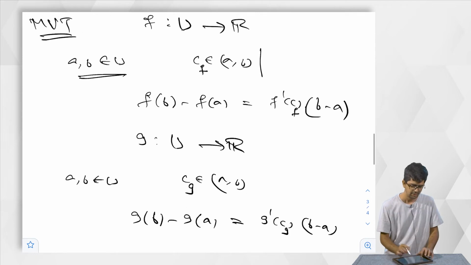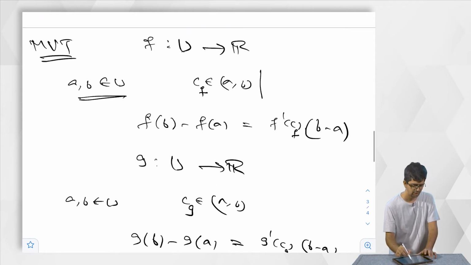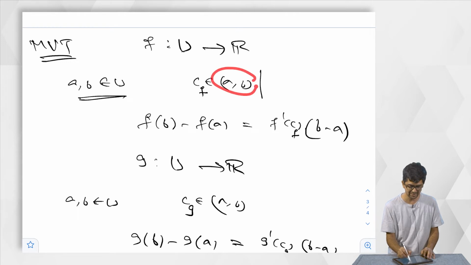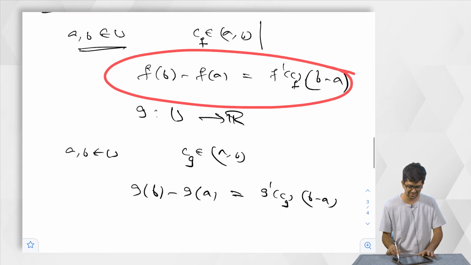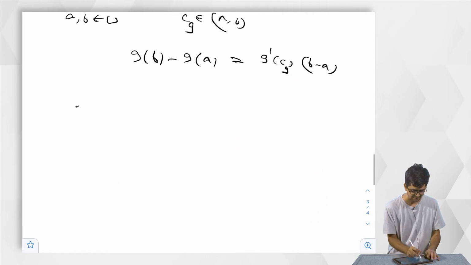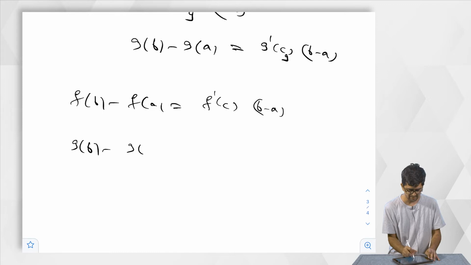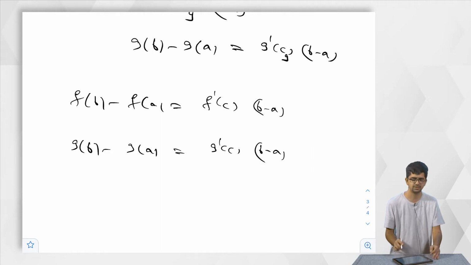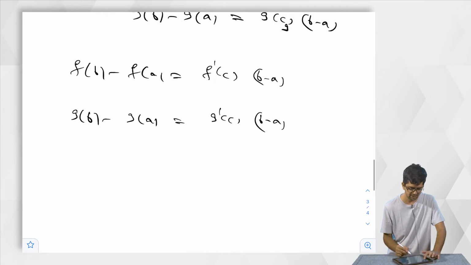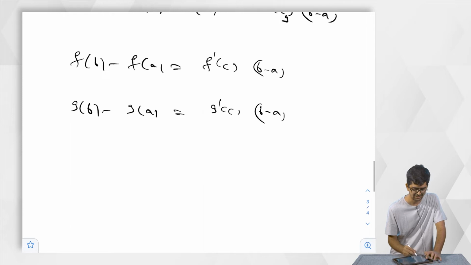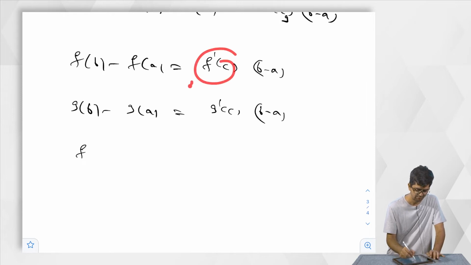Now suppose, just for some time, that for these two functions there is a single c in (a, b) that works for both. That means we have f of b minus f of a is equal to f dash of c times b minus a, and g of b minus g of a is equal to g dash of c times b minus a. Suppose we have this situation. Now what can you conclude from here? I am assuming that f dash of c and g dash of c are non-zero, so one can get rid of that by pushing it to the other side.